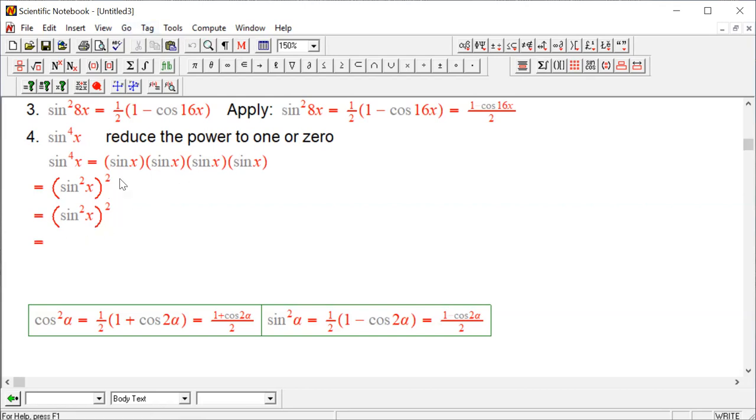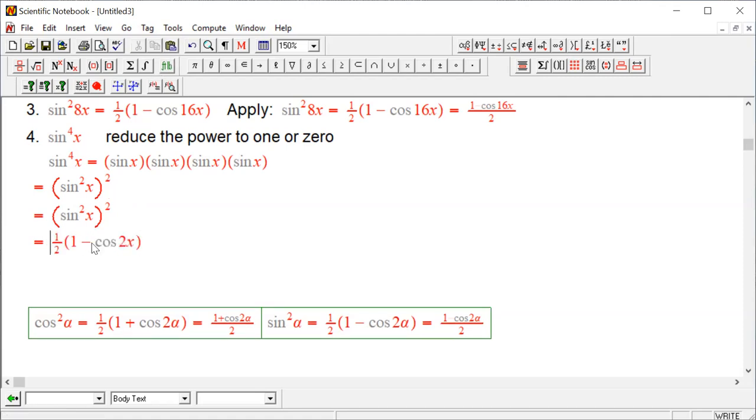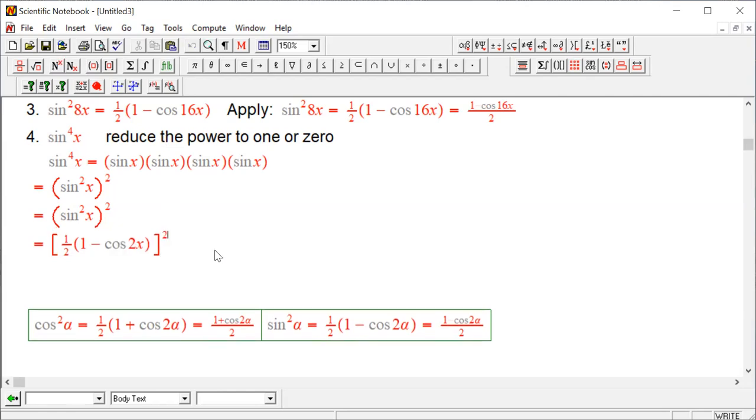So the inside of the parentheses will be replaced by that, and the outside is still squared. So now the power has been significantly reduced, because the inside power has been reduced to 1. So when we square it, the entire thing has power 2. So the power has been reduced from 4 to 2 now. So we need further reduction.